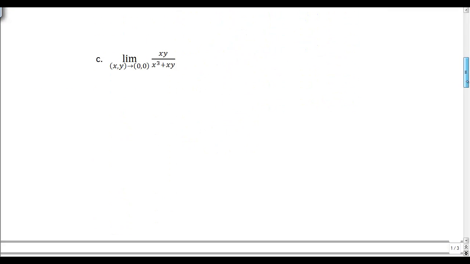Next one here, here's where things start to get more interesting. So this one, I've got the limit as (x, y) goes to the origin again, to (0, 0), of the function xy over x cubed plus xy. Now, I can plug in 0 for x, 0 for y. I get 0 times 0 over 0 cubed plus 0 times 0.